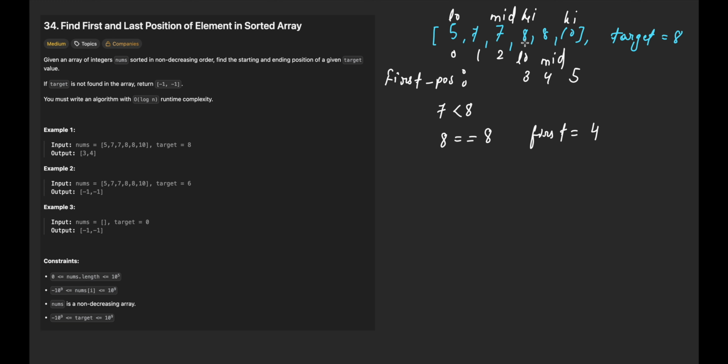Now we again find mid, so mid appears here. This is the current position, and high, low, and mid all are coinciding with each other. So we check if the element at mid, which is 8, equal to 8. Yeah, it is. So we can update the first variable with the new index of 8, which is 3.